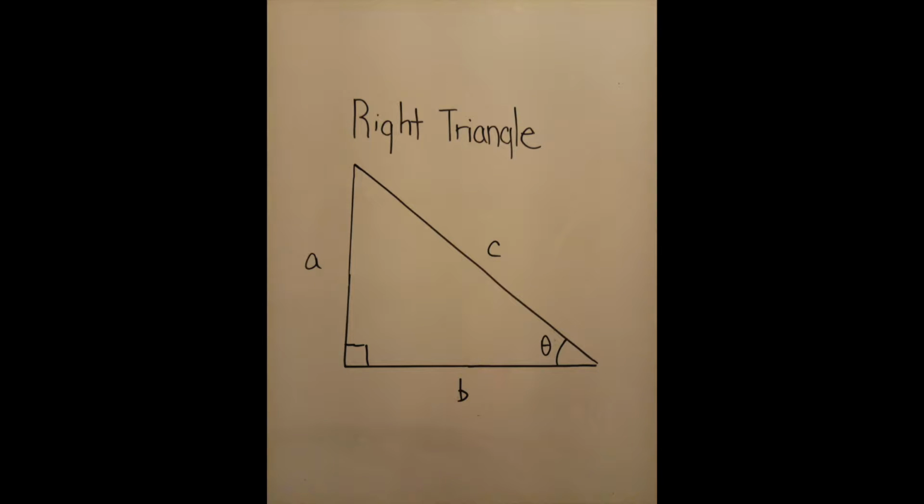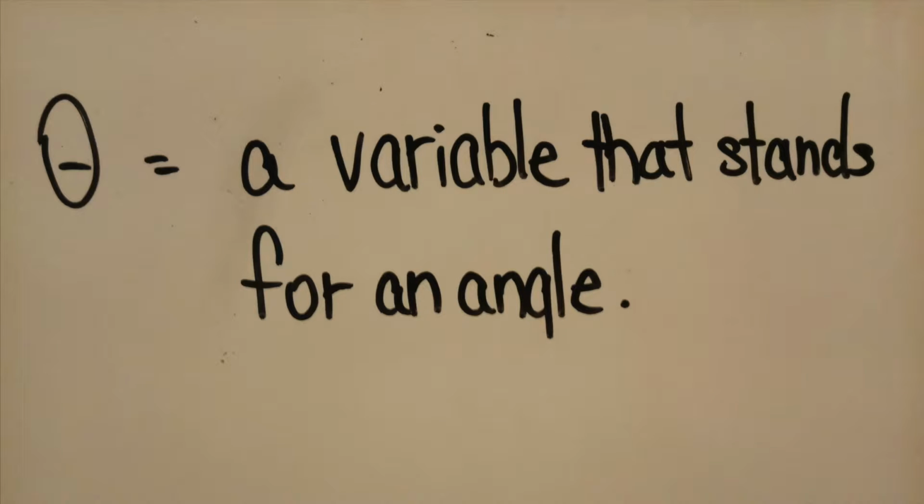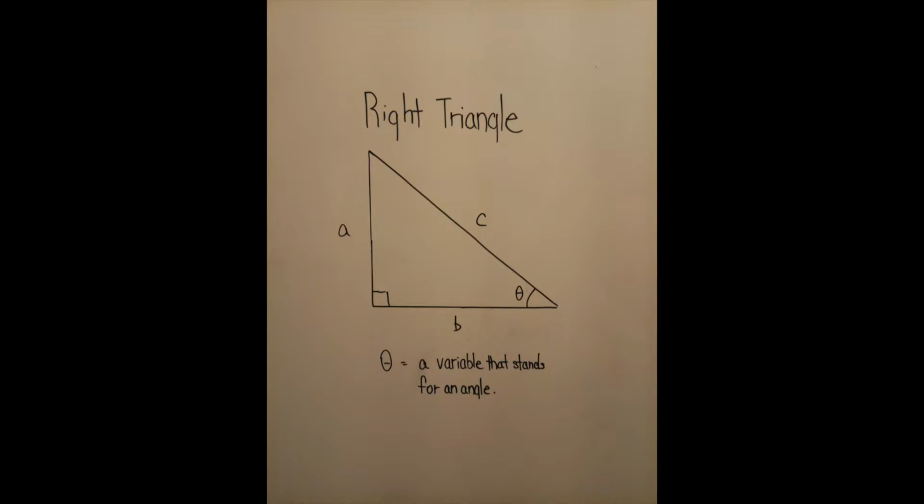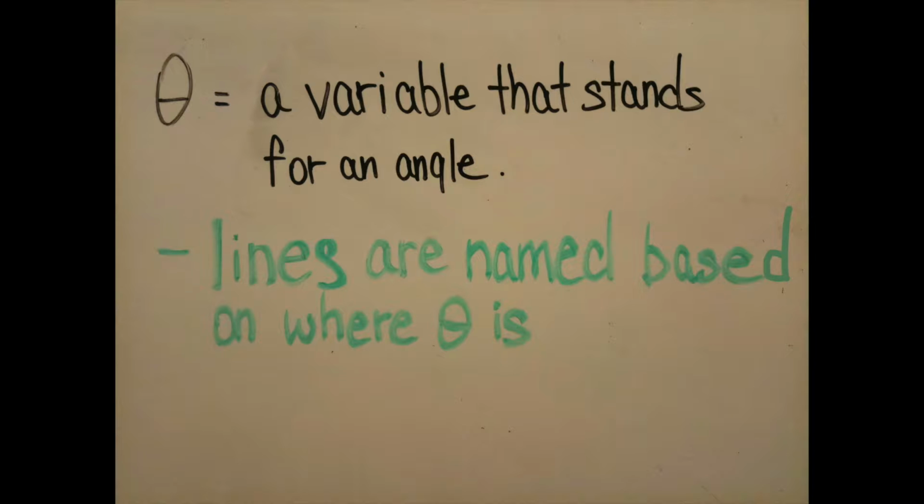First of all, here is a right triangle, and there are sides A, B, and C. By the way, the weird sign down by the angle is called theta, which is a variable that stands for an angle. Also, lines are named based on where theta is.